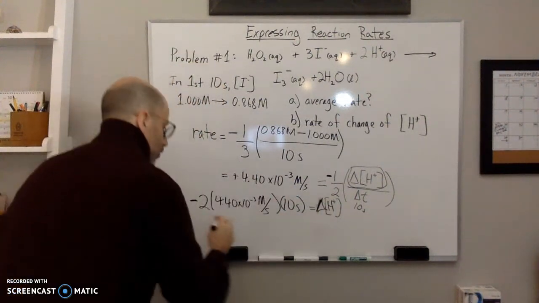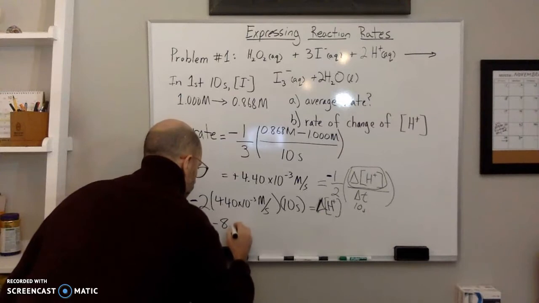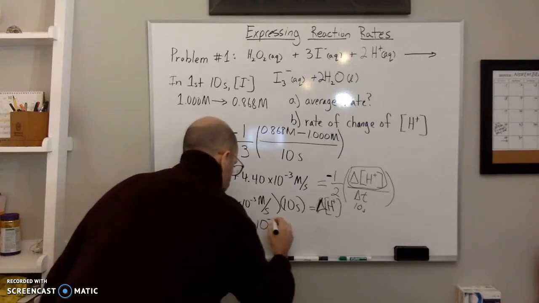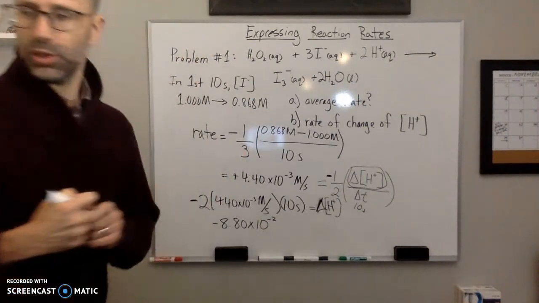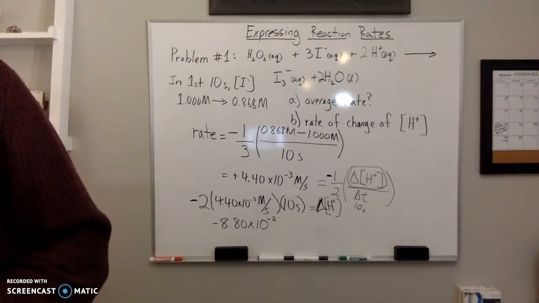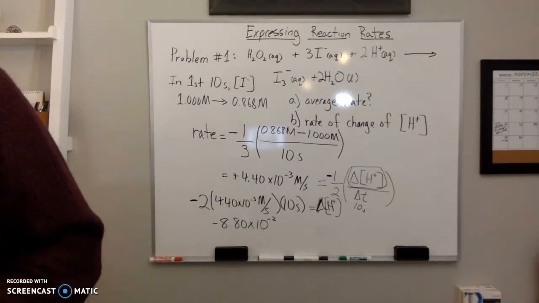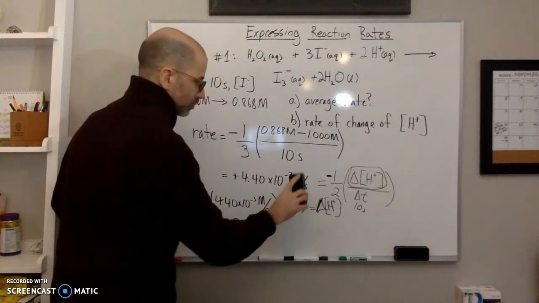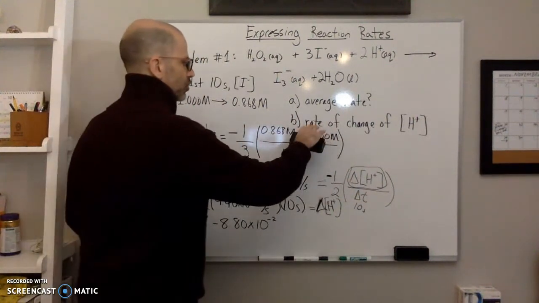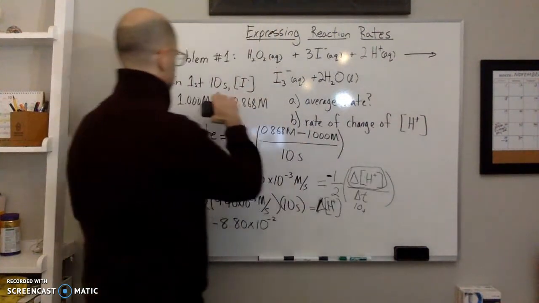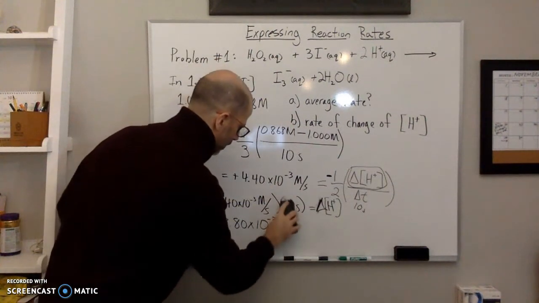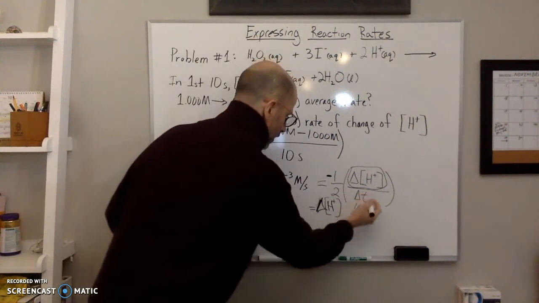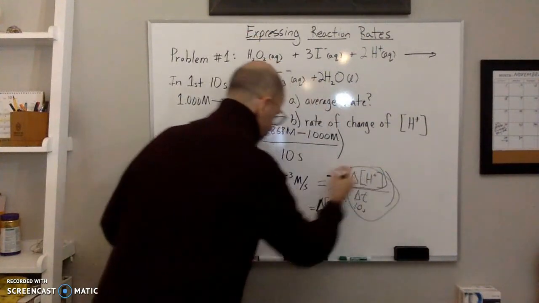So the change in H plus is going to be negative 8.80 times 10 to the negative 2. Let me make sure I got that right. Oh, my bad, I misread the question. We want this rate of change over the same 10 seconds, so we don't want to multiply by the 10 seconds. I was right the first time. So this whole thing is what we're solving here.